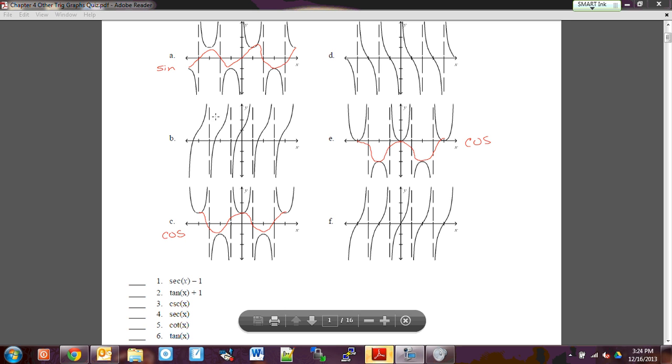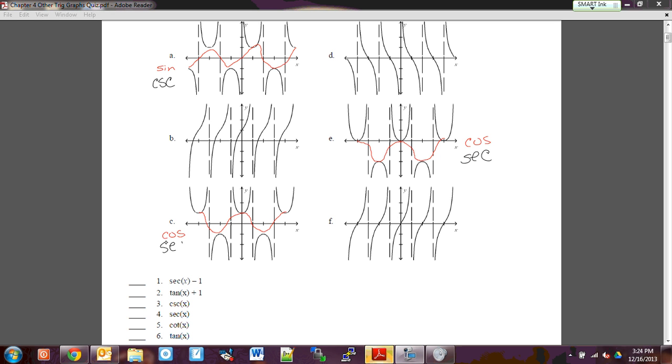All right. So now we know that since the red I drew in is a sine graph here, the black graph is a cosecant graph. Okay. For here, since it's cosine, we know it's a secant graph. And down here, we also know it is a secant graph because it is cosine. Okay. So now all we have to do is verify, is it secant minus 1? Is it just secant? Is it cosecant?